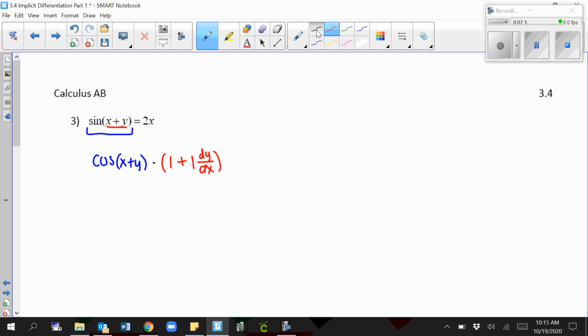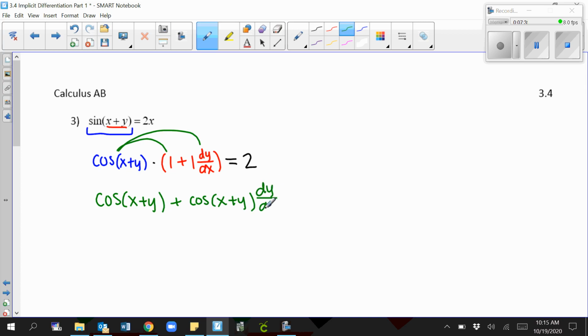And that's going to be equal to, well, the derivative of 2x is just 2. So what I need to do here is distribute my cosine into this parentheses. So I'm going to have the cosine of x plus y times 1, so just the cosine of x plus y, plus the cosine of x plus y times that 1 dy over dx. So cosine of x plus y dy/dx, and it's equal to 2.